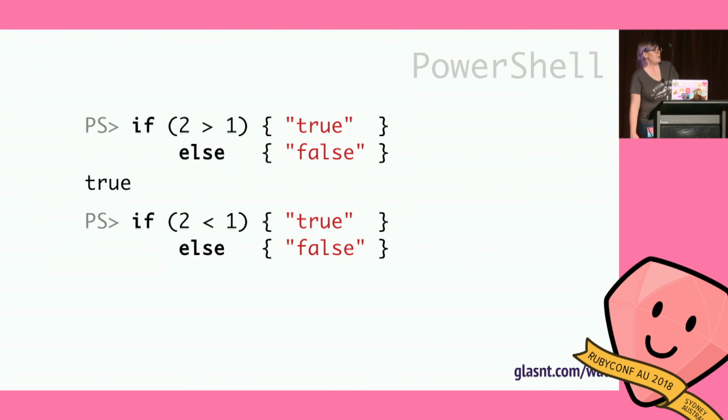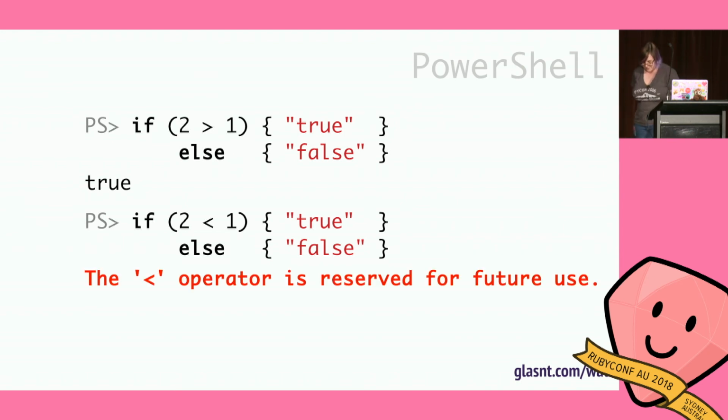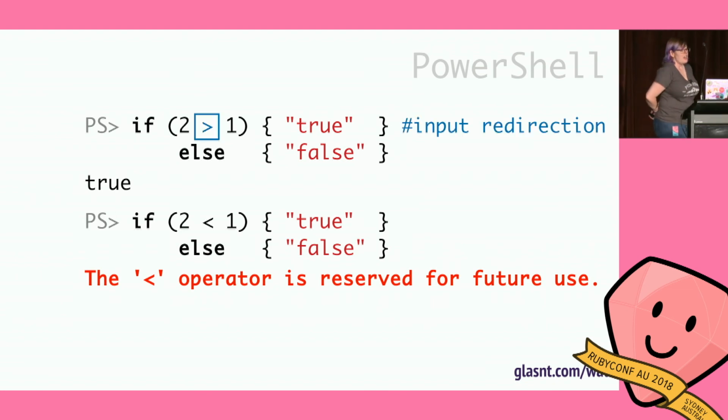If I did this the other way around, check if 2 is less than 1. Hands up for true. Hands up for false. I'm still not 100% sure why this is the case. If anyone knows, please tell me. I'm sure there's a completely valid reason, but that is normally what you would see in Bash's input redirection.